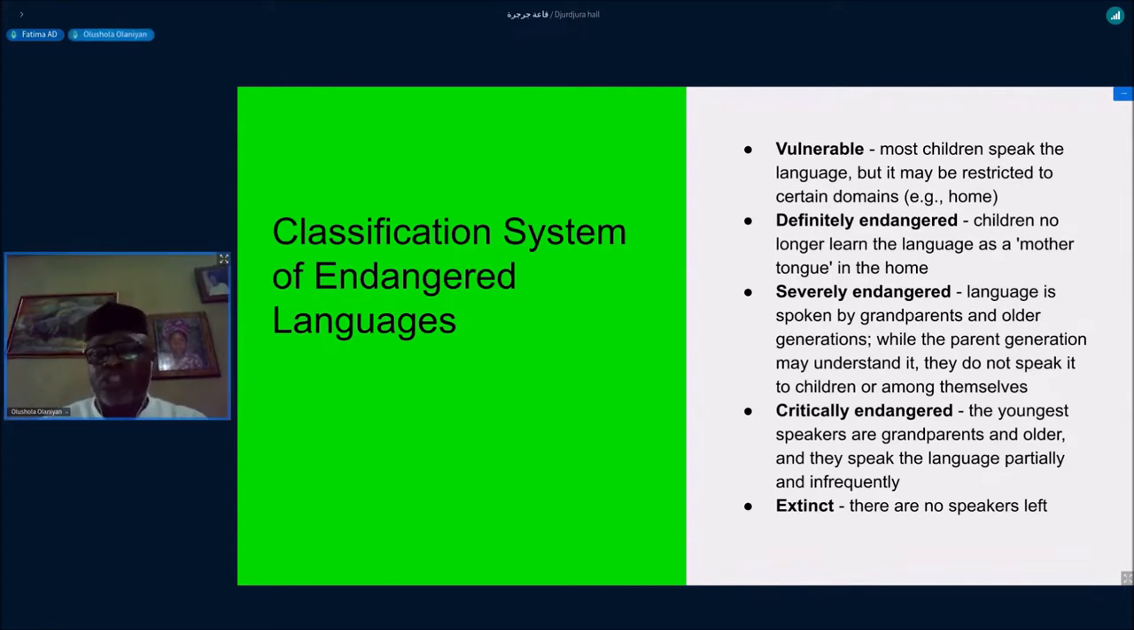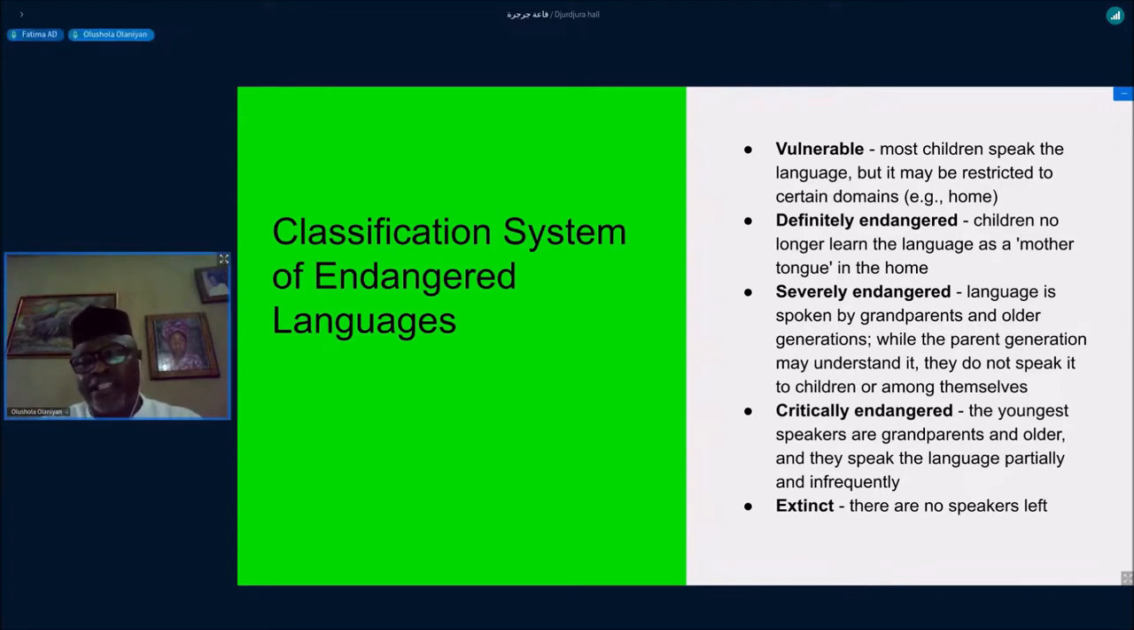The third type of endangered language is severely endangered. In this case, the language is spoken by grandparents and the older generation. And what happens in this case is that when these older people die out, then the language goes off. It's a key challenge to most of the indigenous languages in Africa.